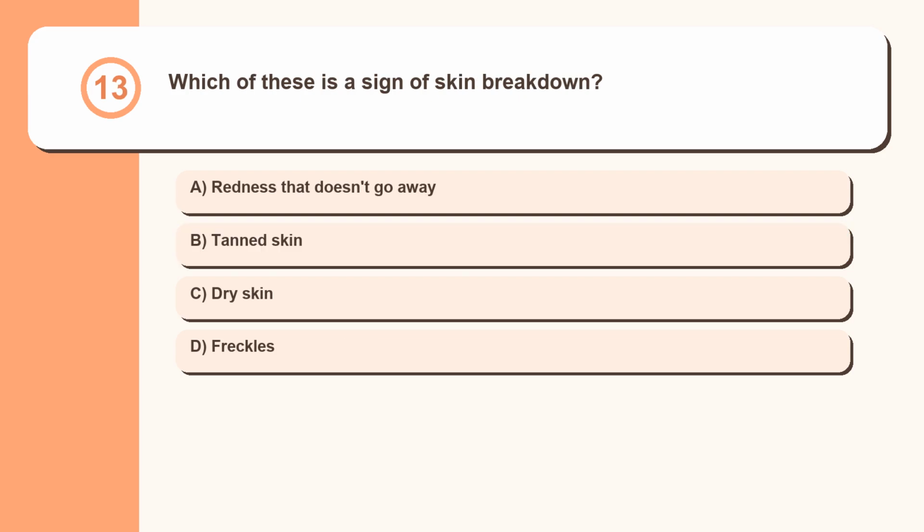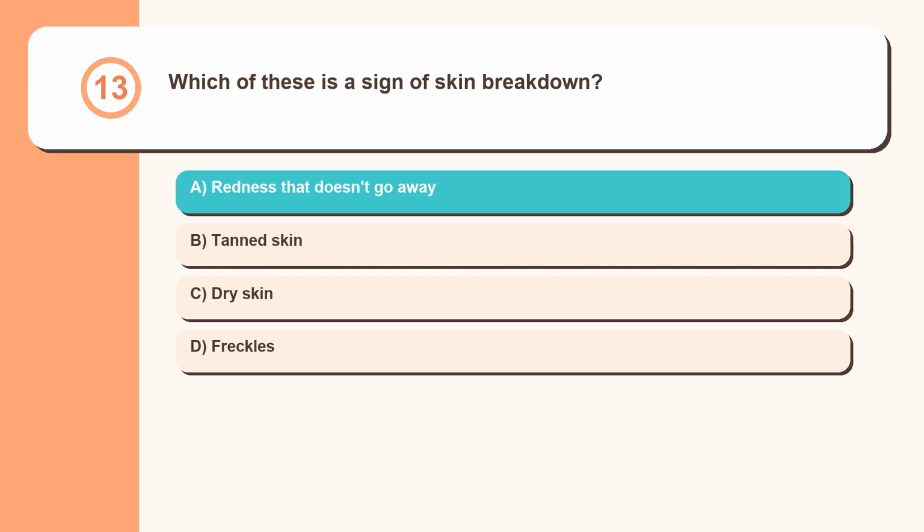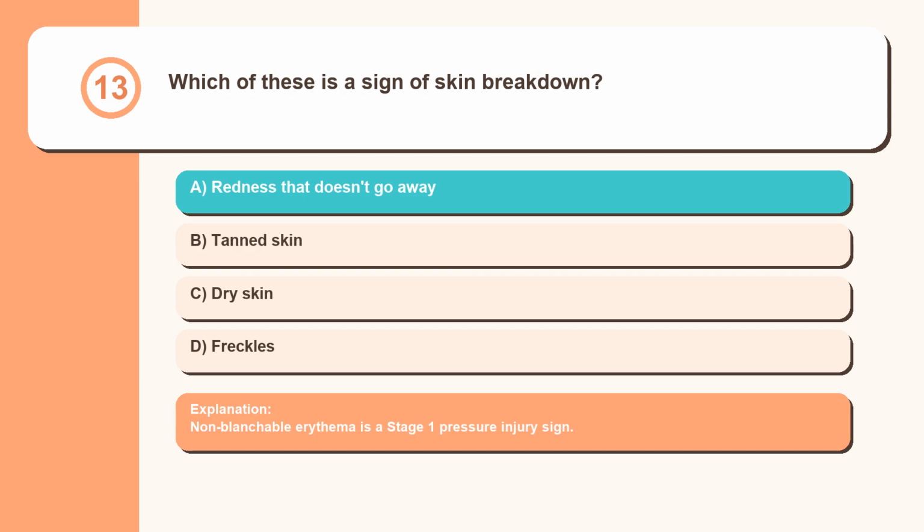Question 13. Which of these is a sign of skin breakdown? Redness that doesn't go away. Tan skin. Dry skin. Freckles. Non-blanchable erythema is a stage 1 pressure injury sign.